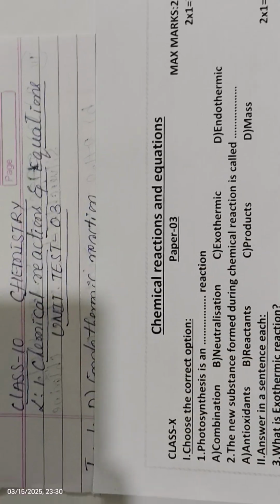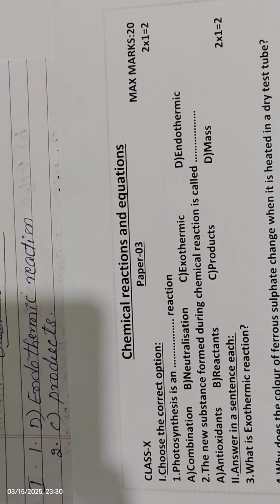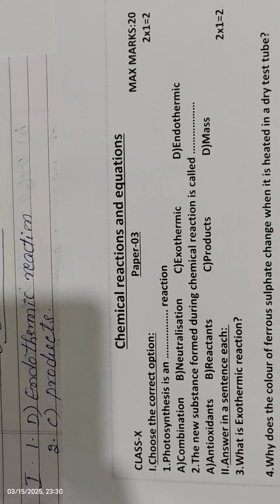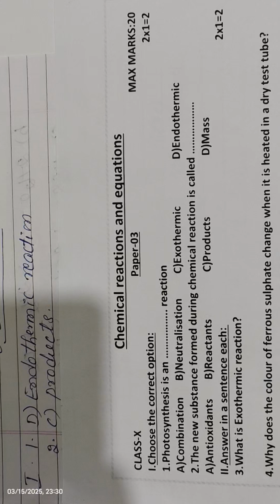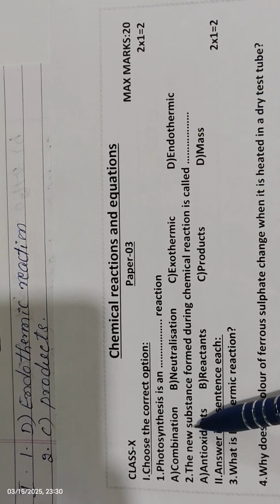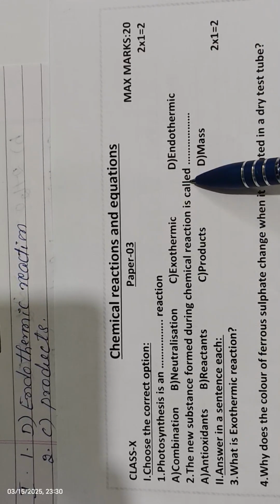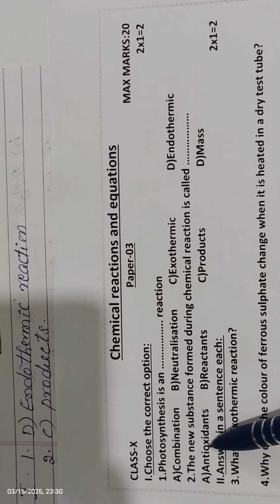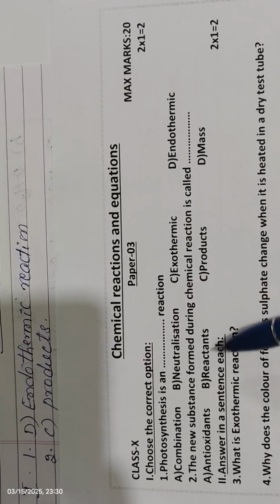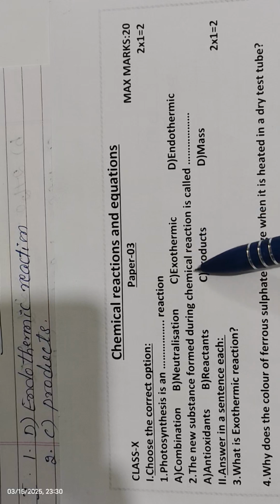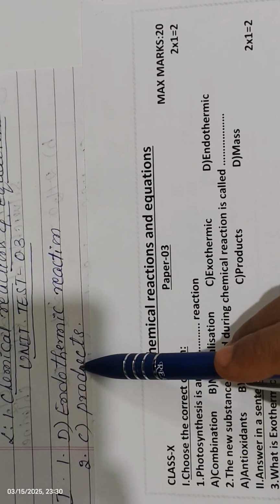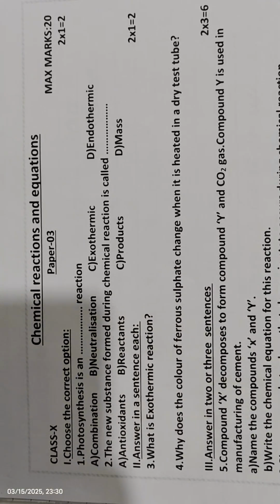D option, endothermic reaction. So, the next one, second question: the new substance formed during a chemical reaction is called. So, when any chemical reaction takes place, the reactants combine together to form a product. The options are A, antioxidants, B, reactants, C, products, D, mass. So, as reactants combine together to form the new substance, that new substance is called products. Answer is option C, products. We'll move to the next question.